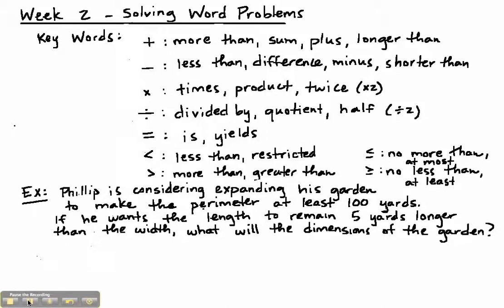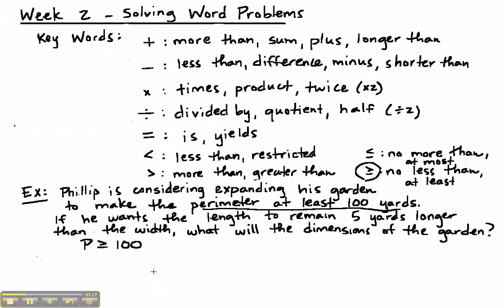Now, after we read the problem and we understand what it's saying and what it's asking, we need to pull out some important information that they're telling us. The first thing is that he wants to make the perimeter at least 100 yards. At least, the key word for at least is greater than or equal to. So we're saying that the perimeter needs to be at least 100 yards.